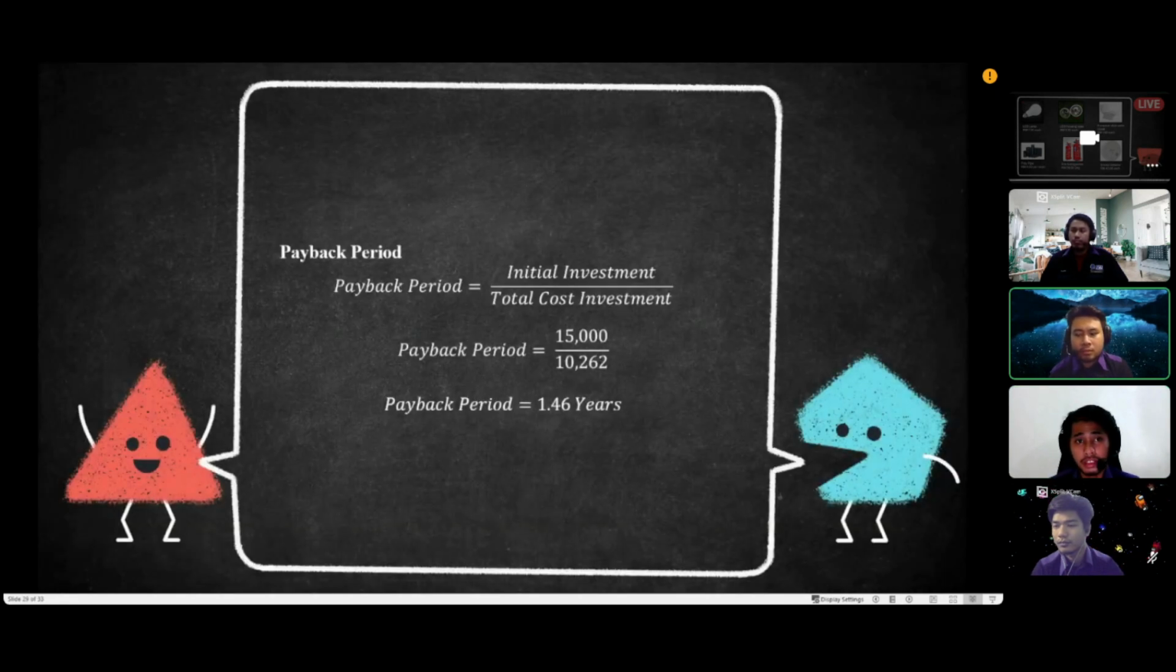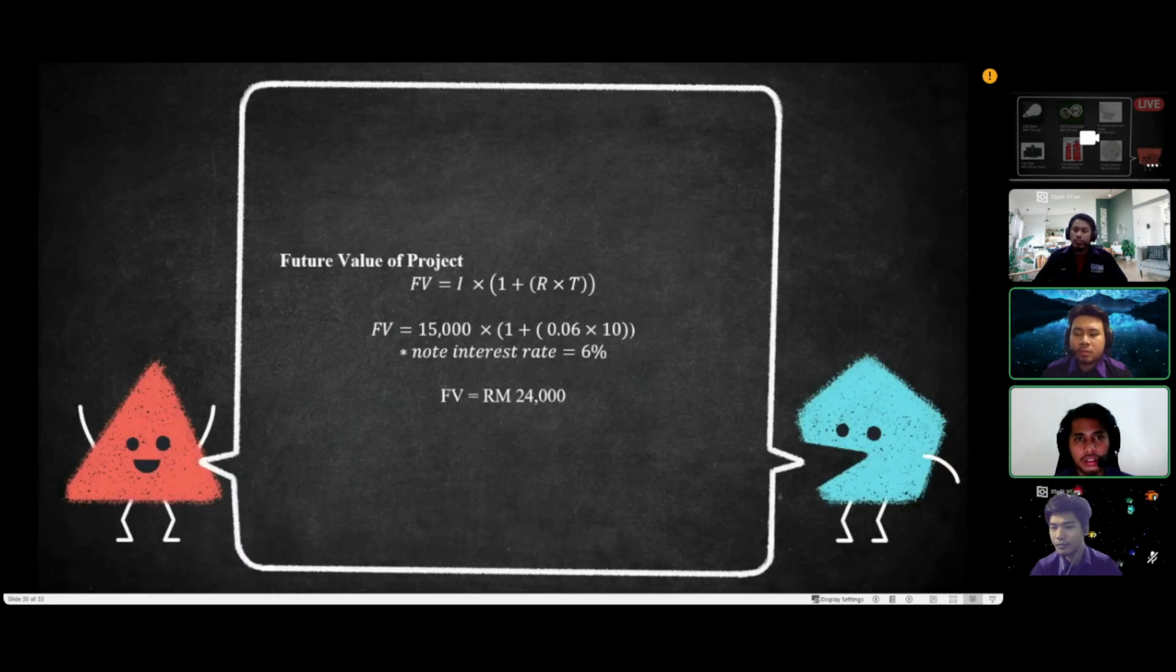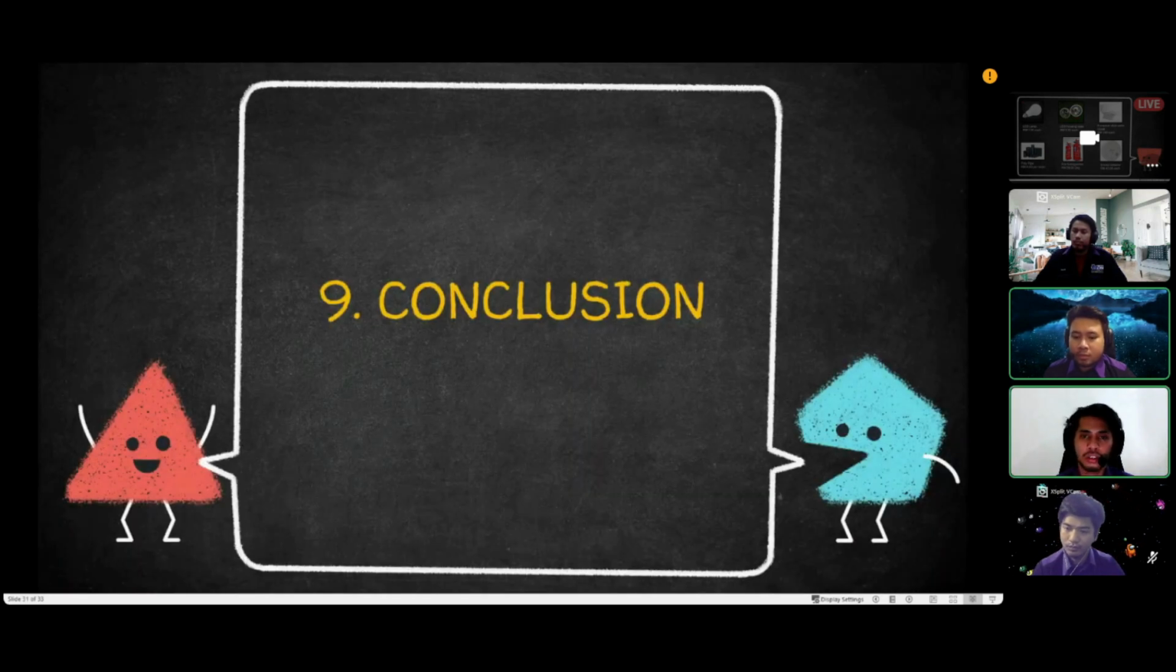Next. Okay, so next is the payback period. Payback period is equal to initial investment divided by total cost investment. The initial investment is 15,000 and the total cost investment is 10,262. So we get the payback period is within 1.46 years. Next. Okay, so next is the future value. The future value formula is there. When we calculate the future value, we get 24,000 when the interest rate is 6%. Next. So I will go to the conclusion.